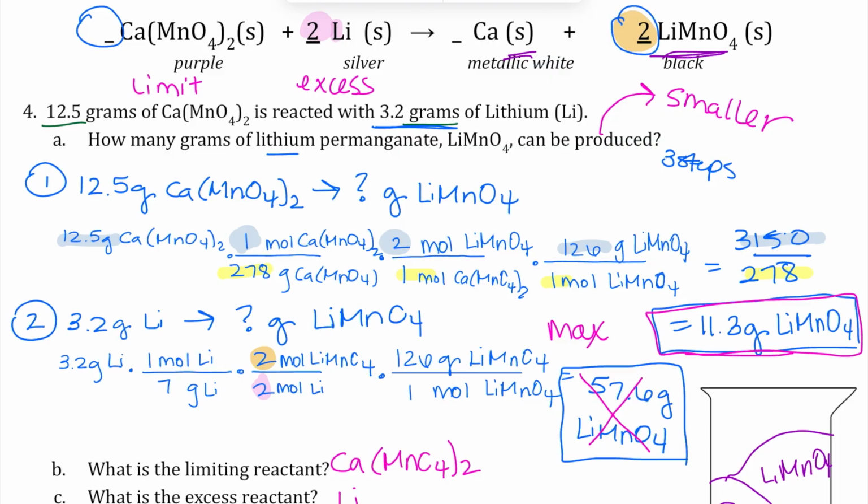And I'm also going to have whatever I have excess. I'm also going to have lithium in my product. The only thing that I'm not going to have when I'm modeling this is my limiting reactant, because we used up all of the 12.5 grams of calcium permanganate that we had. We have lithium left over, and we made product, both of our products.